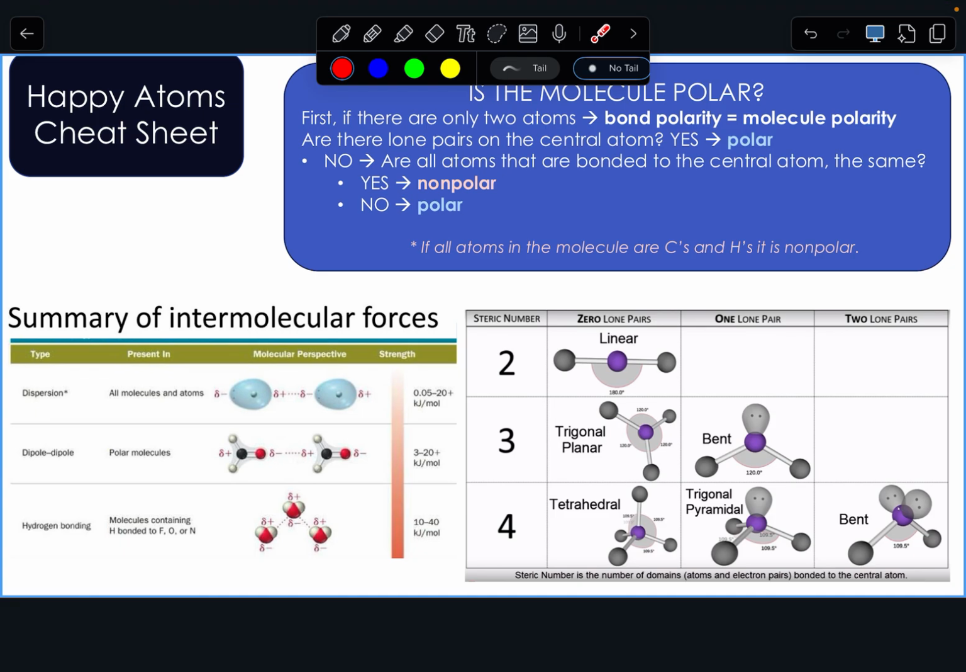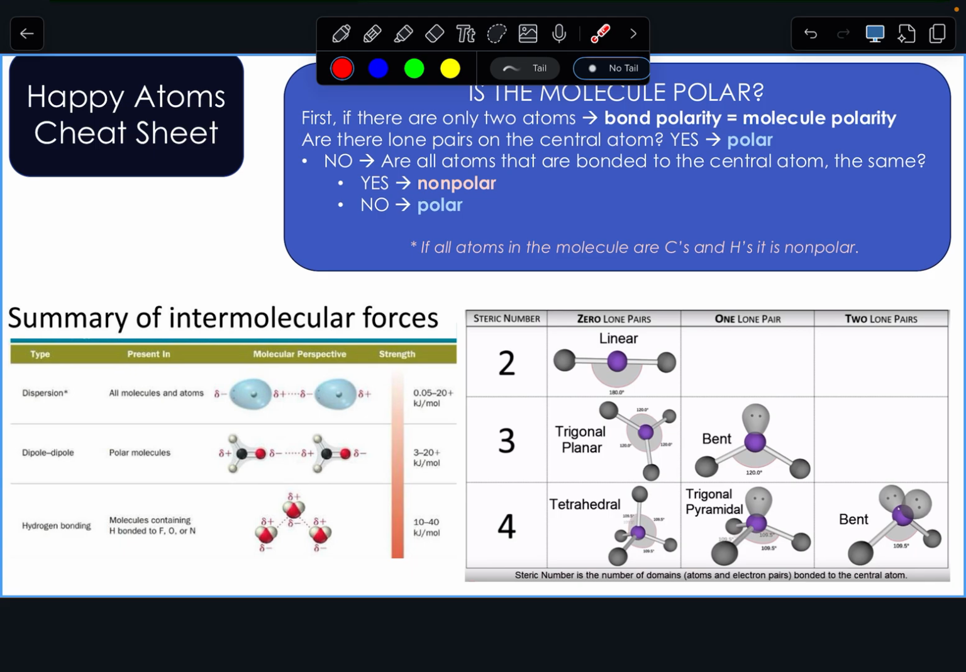And then we did a little bit more with the happy atoms. I gave you a little cheat sheet on the back of the happy atoms to find out if these molecules were polar or not. And I said, well, are there lone pairs on the central atom? Well, yes, there are. Then it's polar. You could answer yourself, no, there's not. Well, are they bonded to the same thing? This is what I showed you before. Then it's nonpolar if they are bonded to the same thing, and polar if they have different things. Okay? And then I said, if all atoms in the molecule are C's and H's, then it's nonpolar.